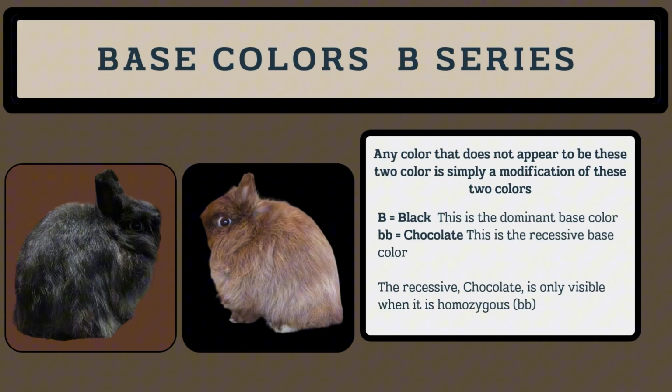Any color that does not appear to be these two colors, black or chocolate, is simply a modification of these two colors. Capital B equals black. This is the dominant base color. Lowercase bb equals chocolate. This is the recessive base color. The recessive chocolate is only visible when it is homozygous.